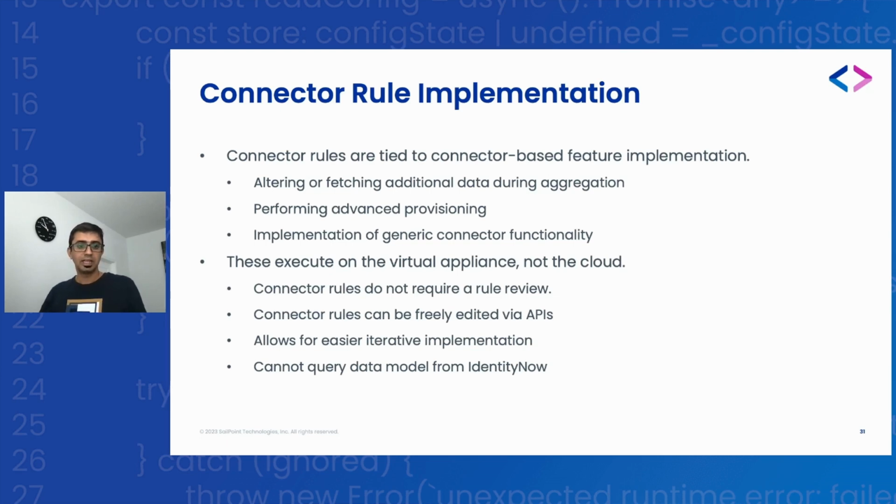Because they execute on the virtual appliance, our engineering team has made some enhancements to the architecture so that these rules do not require the rule review process. Our engineering team has published some APIs. Using the API, we can deploy these connector rules to the tenant, and we can update and manage all the connector rules.